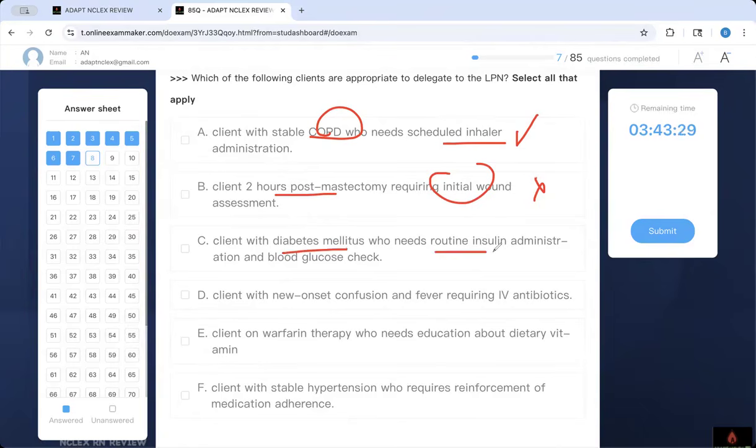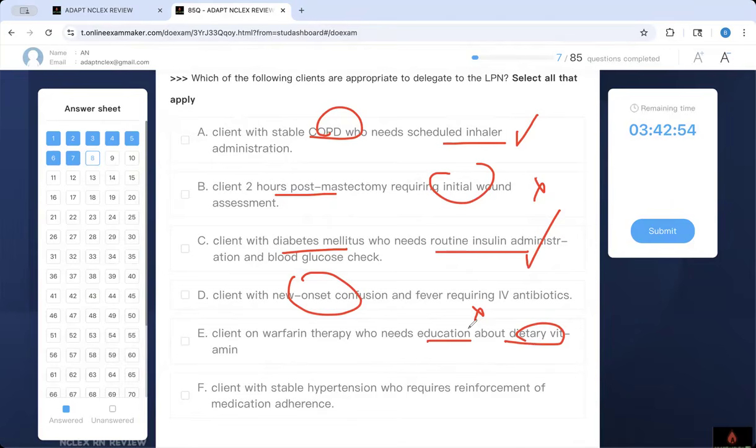Diabetes patient, just insulin administration. I'm picking you. New onset, I need an assessment. You're not picking me. I have warfarin who needs education about what? Dietary. There's education there. No, they can reinforce it, but not initial education. You see, that's the way you should be thinking about each question. Think like that. Client with stable hypertension who requires reinforcement of medication adherence. What do you think? Which answer choice will you pick?